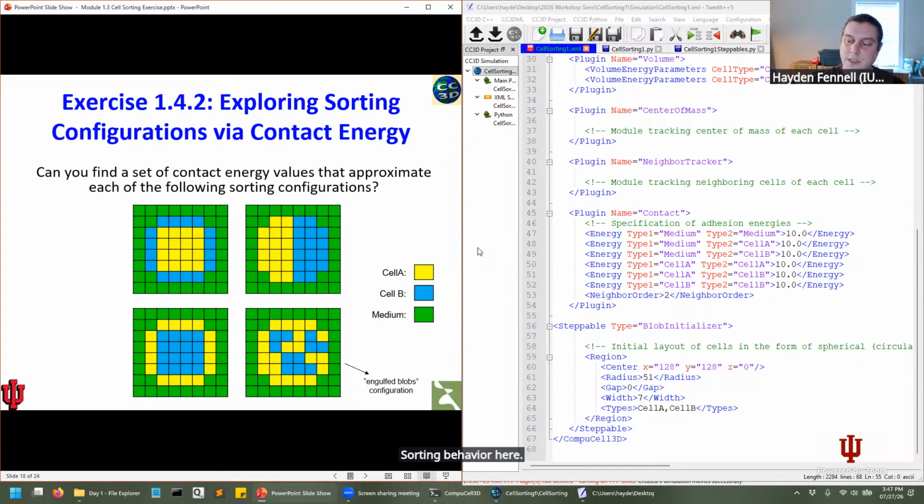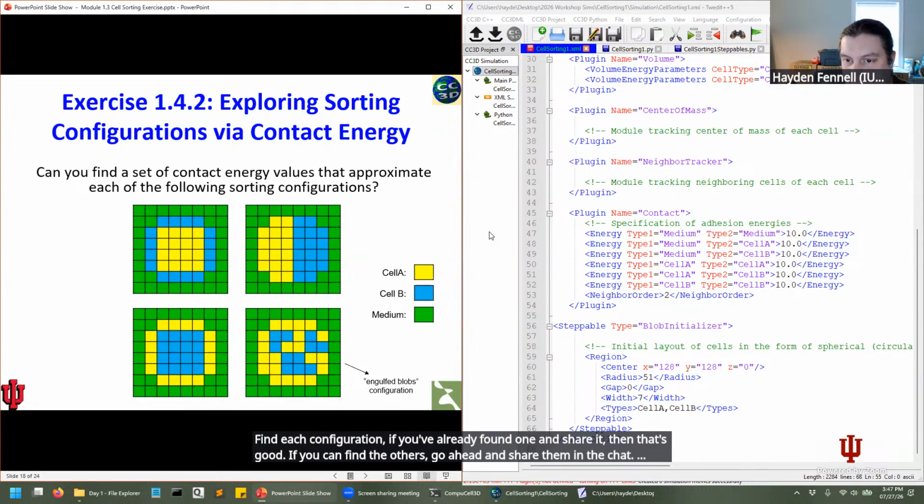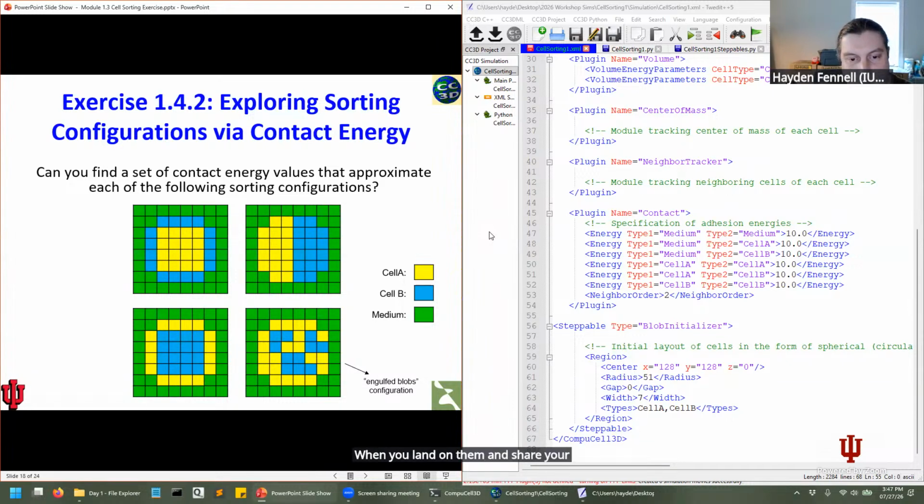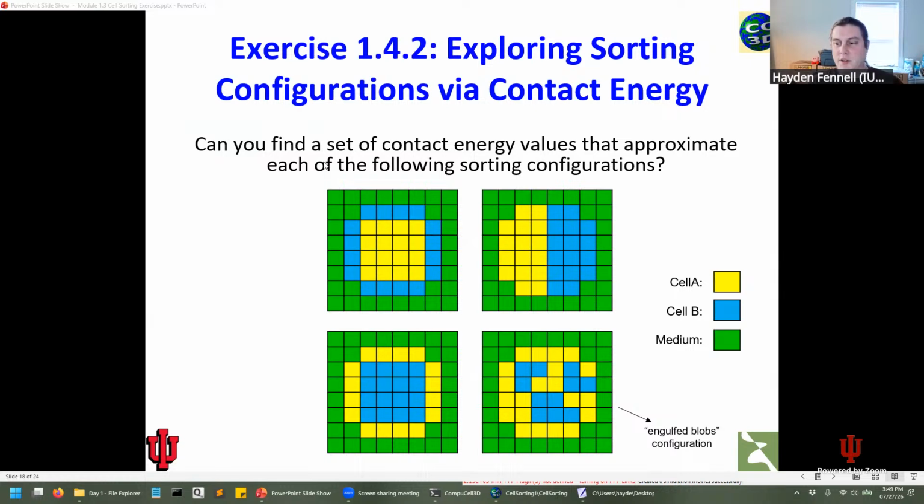Once you find each configuration, if you've already found one and shared, then that's good. If you can find the others, go ahead and share them in the chat when you land on them, and share your energy values as well. Ellie, yours is pretty close to the side-by-side. My question is, what would you have to alter there to get the cells to stick together more in a circle instead of two isolated blobs? You can also feel free to share if you find any other interesting configurations. These are just the 4 to try for right now.